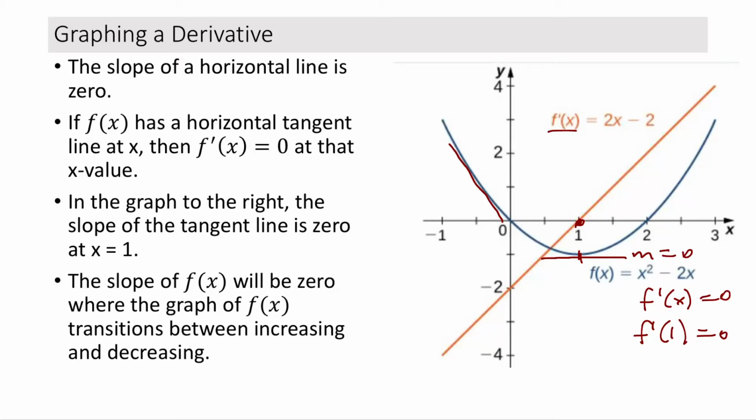This last bullet point here says the slope of f of x will be 0 where the graph of f of x transitions between increasing and decreasing, or you could say it the other way, between decreasing and increasing. Here I have a downhill slope, a negative slope, and then right here at this point where I go horizontal, it transitions to being a positive slope. That's what this is saying right here.